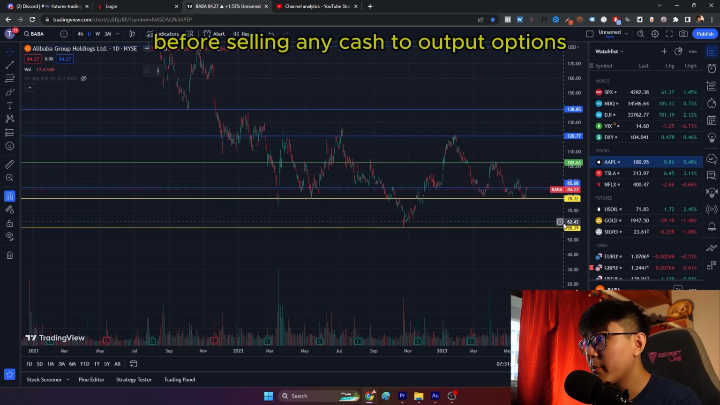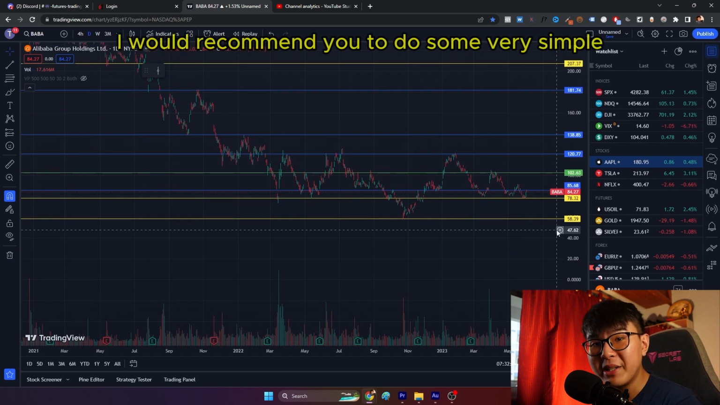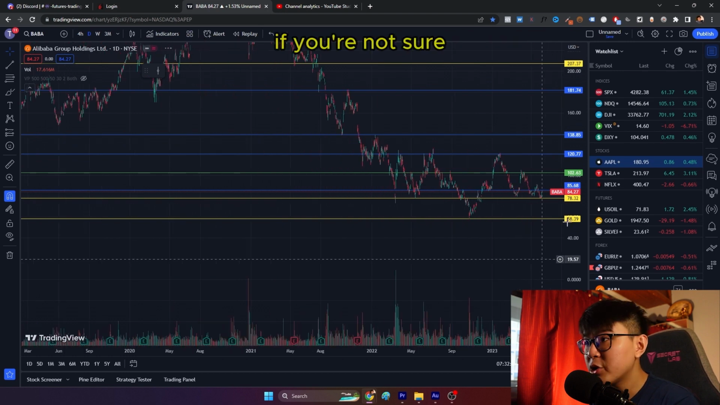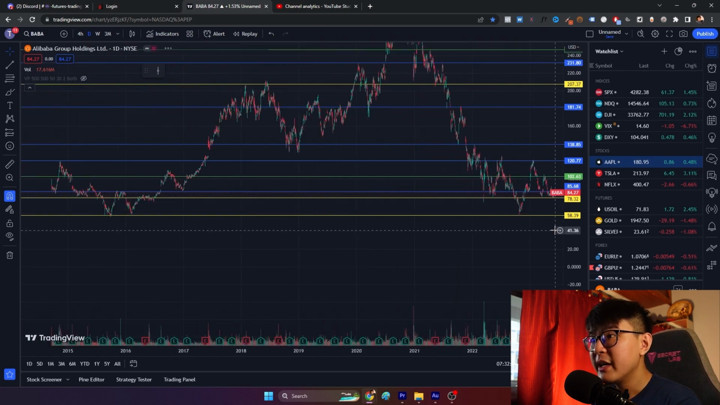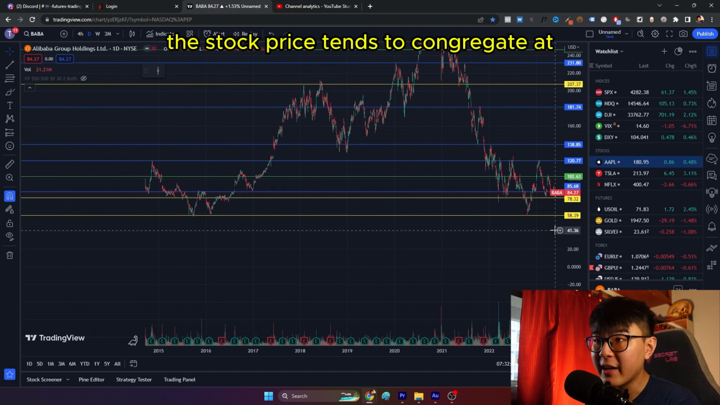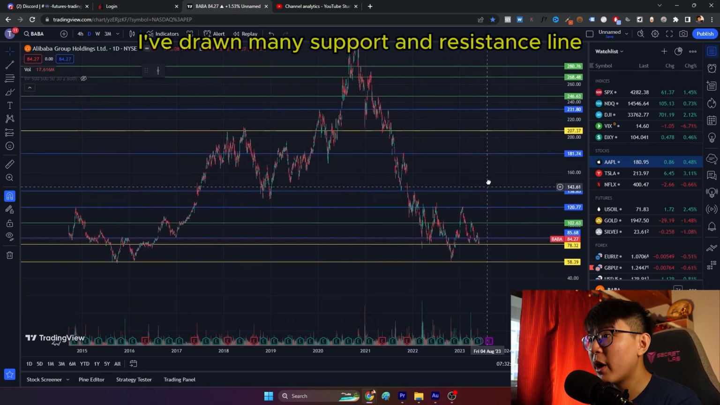Before selling any cash secured put options, I would recommend you to do some very simple technical analysis in terms of support and resistance. If you're not sure, here's a quick crash course. It simply means the levels at which the stock price tends to congregate at. In this example, I've drawn many support and resistance lines.